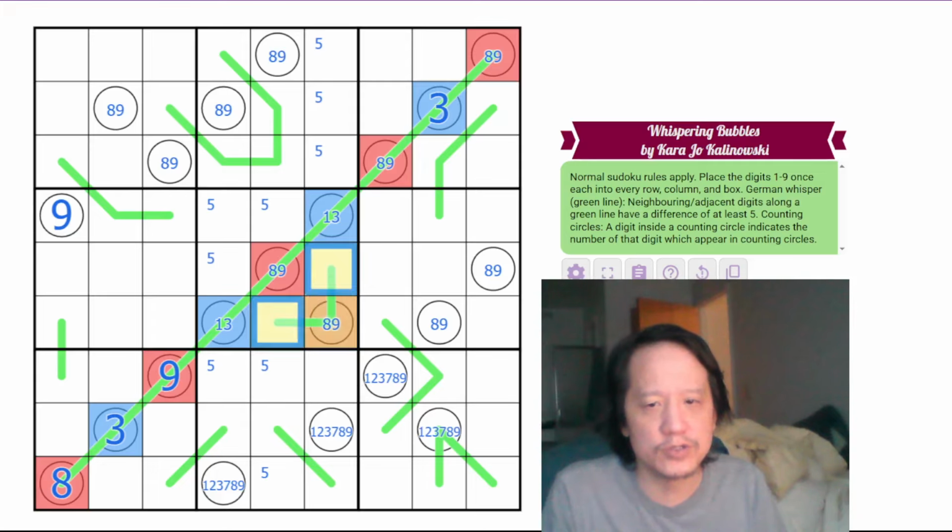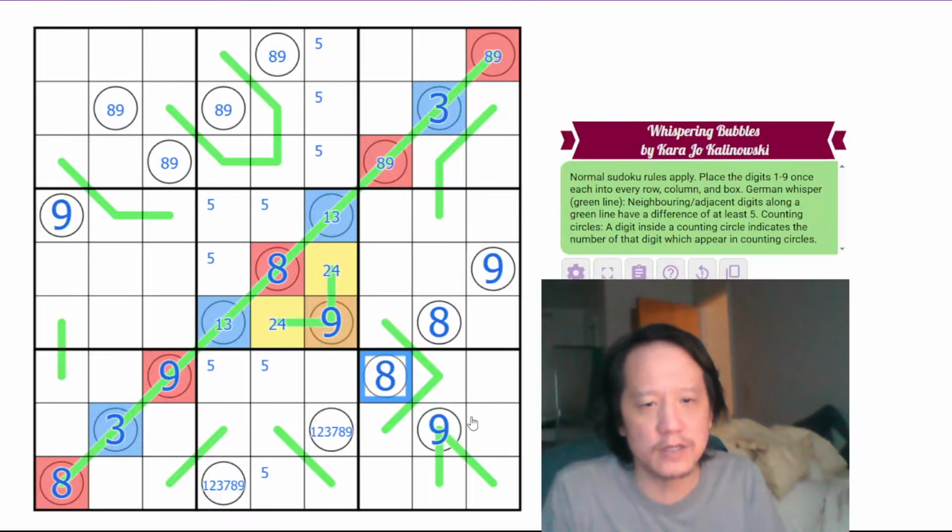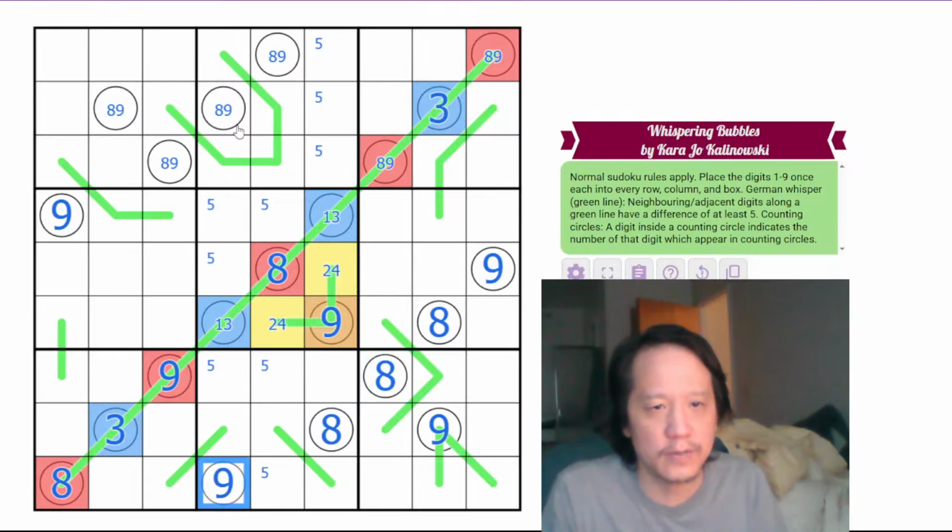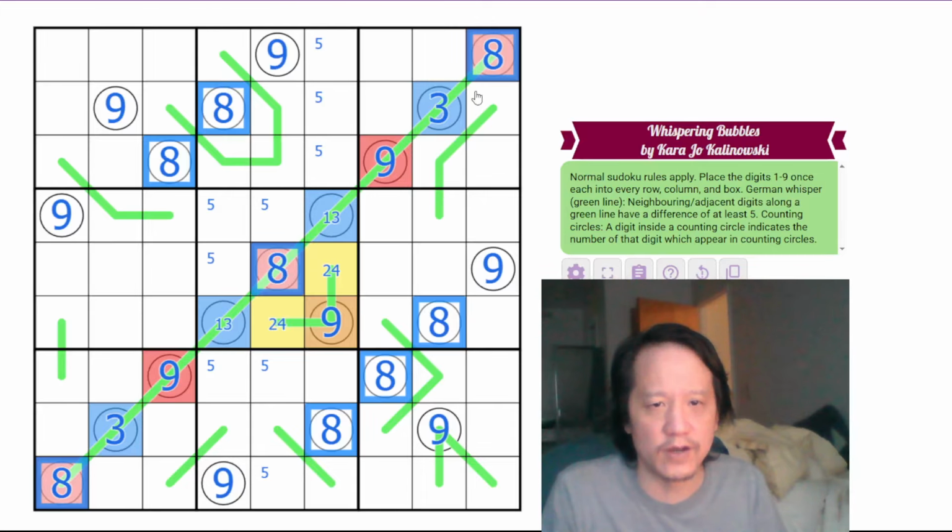And this would have to be 2, 4 as a pair. That would force this to be 9, which would force that to be 8. Which would force this to be 8, that to be 9. That would force this to be 9, that to be 8. This would be 8. That would be 9. And we have 8 and 9 here, 8 and 9, 8 and 9. So that actually does satisfy everything.